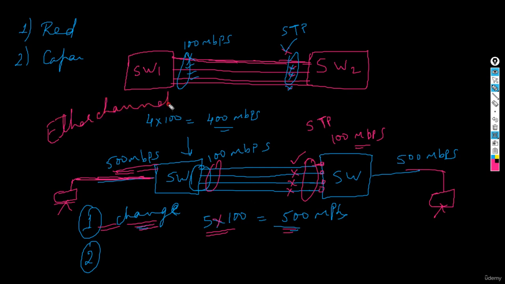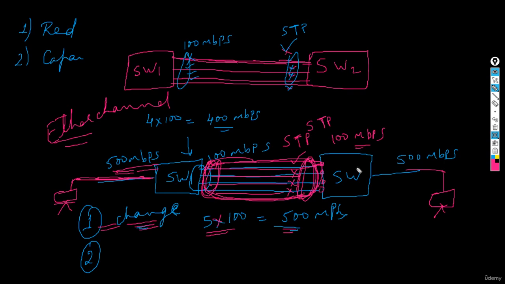EtherChannel is a protocol which is used to bundle multiple physical interfaces into one logical interface. So EtherChannel will bundle the multiple physical interfaces into one logical interface. It will make this one logical interface, so STP will not block it; it will think this is one interface. So how we can do that, we are going to check. We have some protocols. If we are using a protocol to do that, that is known as dynamic, or if we are doing it manually, that is known as static. We are going to see that now.